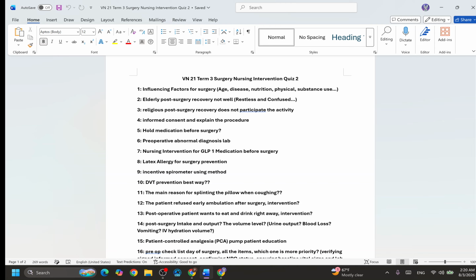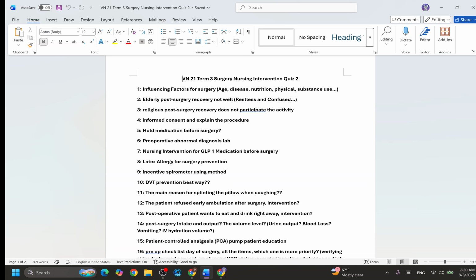Number three, a religious patient post-surgery who does not want to participate in the activity. This question is asking about a patient who has a special religion. After the surgery, the patient doesn't want to get up and walk, because the patient wants to do something for his religion. So what would you do? Do you just let the patient refuse? Actually, we can't, because after surgery the patient really needs to get up to ambulate.